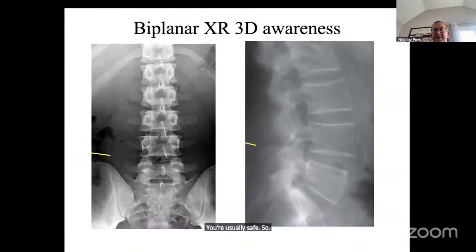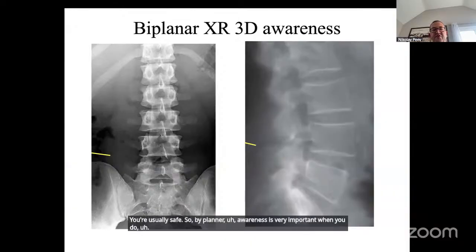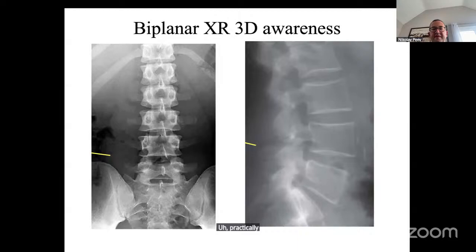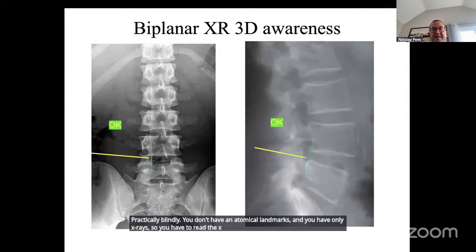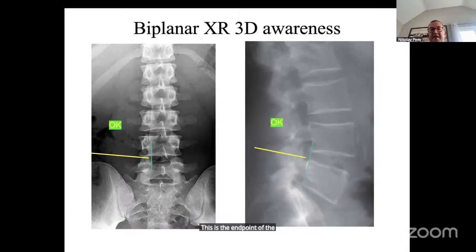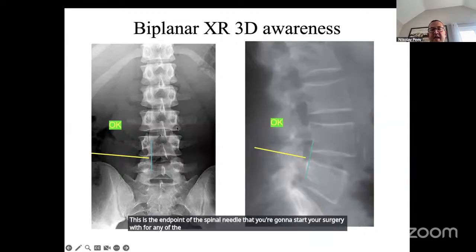So biplanar awareness is very important when you do this type of surgery, because you have to advance your instruments practically blindly. You don't have anatomical landmarks and you have only x-rays. So you have to read the x-rays properly. And this is how you advance your needle, for example, or any other instrument. And this is your endpoint. This is the endpoint of the spinal needle that you're going to start your surgery with for any of the transforaminal approaches. And two important lines I want to stress to you.